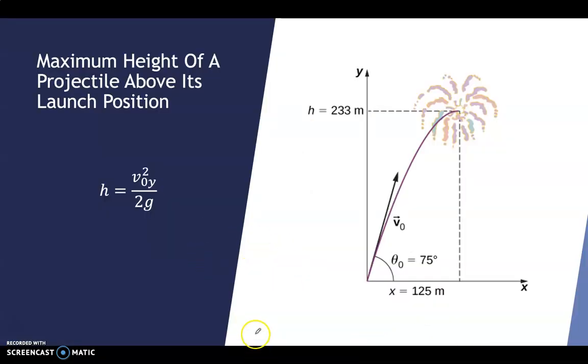I want to quickly let you guys know about finding the maximum height of a projectile above its launch position. Sometimes you'll be doing a problem and it asks you for the maximum height that it reaches. You can use this equation here to do so. It describes it a little bit more in the book, but I just want you guys to understand that there is an equation in order to find that maximum position.